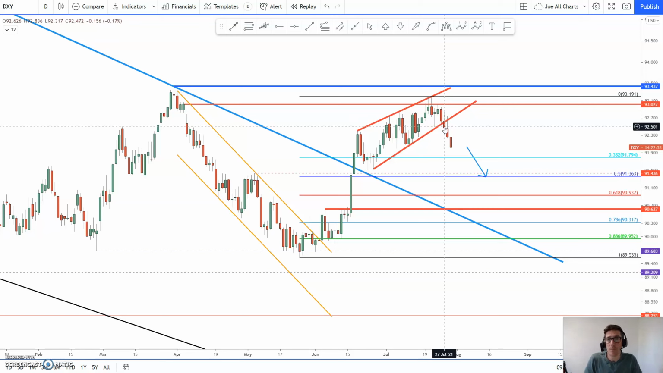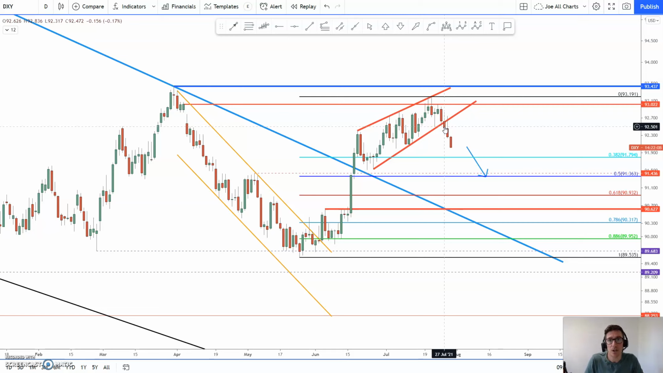We do have some important numbers out later today, including the US GDP number. So waiting to see whether or not we do get any buyers step in on the dollar index, or whether or not we are going to see this corrective move continue. So following the break from this wedge, it looks as though we're in a corrective phase with the dollar index in the short term. In terms of where we can expect price to go on the downside, I've got some Fibonacci levels on the screen here.